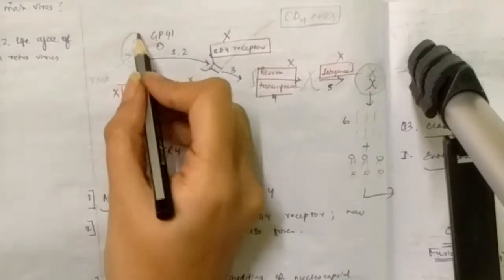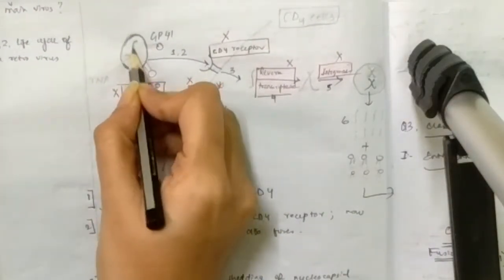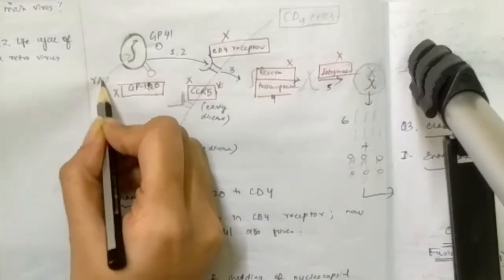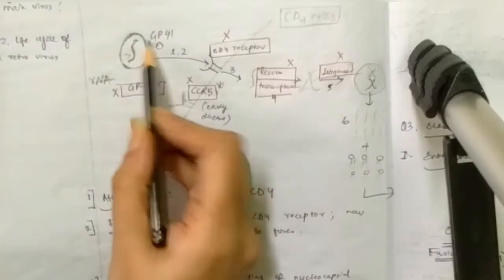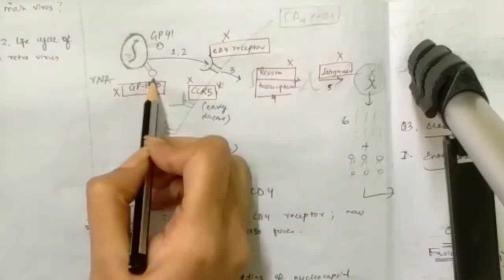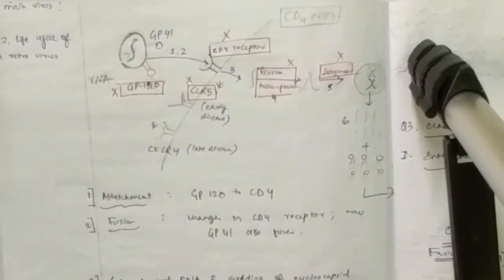So consider this is a retrovirus. This is the nucleocapsid, watch my pencil, and this is a single-stranded RNA. This RNA molecule with the nucleocapsid has two glycoproteins. GP stands for glycoprotein: glycoprotein 41 and glycoprotein 120.